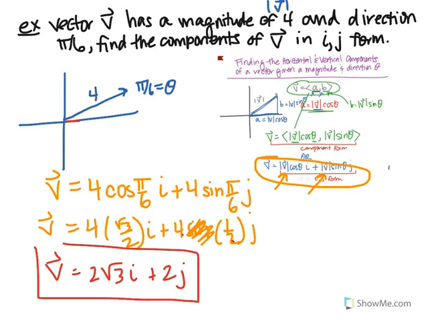I would go over 2 root 3 horizontally in the i direction, or the horizontal direction, and up 2 in the j direction, or the vertical direction.